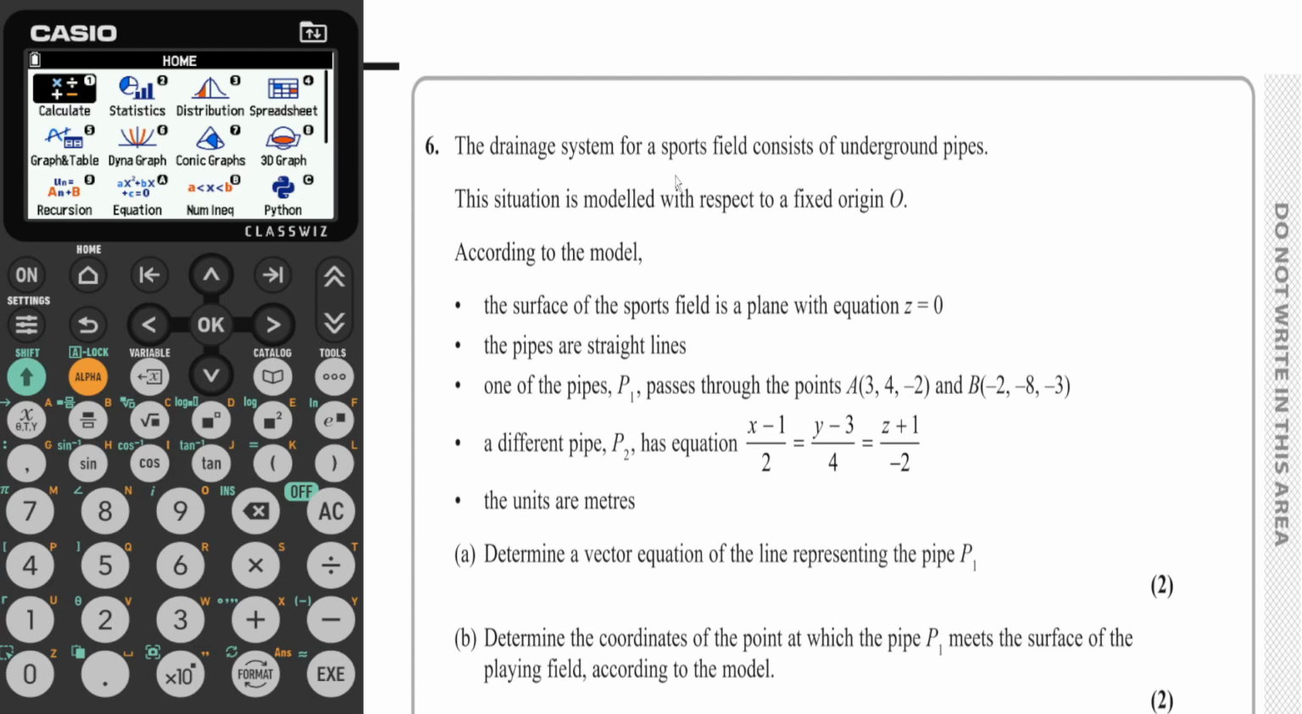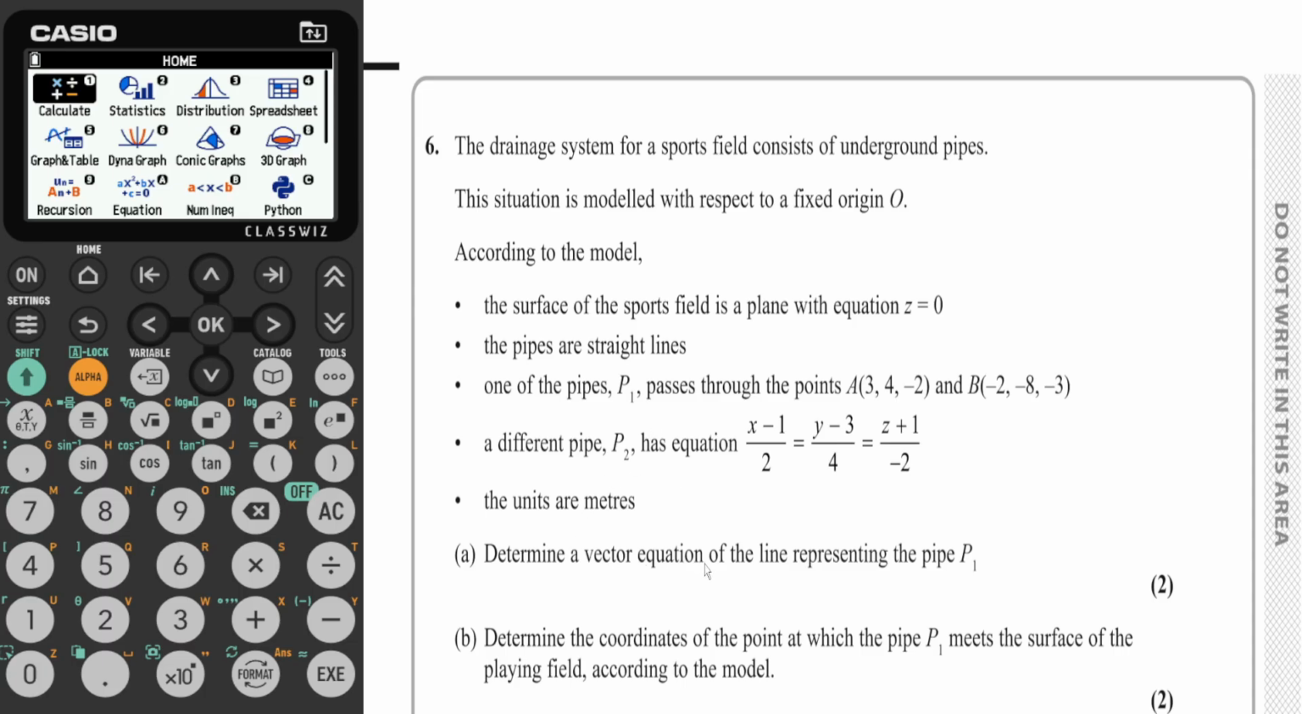The drainage system for a sports field consists of underground pipes. This situation is modelled with respect to a fixed origin, where, according to the model, the surface of the sports field is a plane with equation z equals 0. The pipes are straight lines. One of the pipes, P1, passes through the points A with coordinates 3, 4, negative 2, and B with coordinates negative 2, negative 8, negative 3. A different pipe, P2, has equation x subtract 1 over 2 equals y subtract 3 over 4 equals z plus 1 over negative 2. The units are meters.